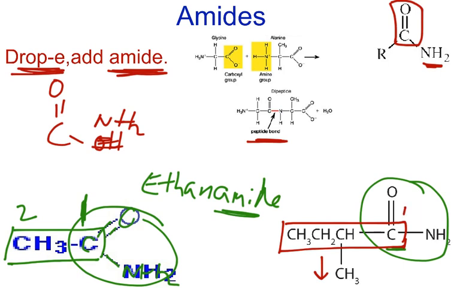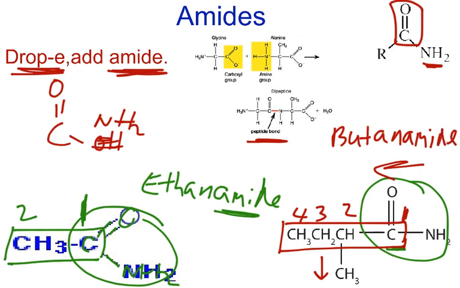So we have 1, 2, 3, 4. We're counting right to left once again. Why? Because that gives us carbon number 1 here, our lowest number for our functional group, right? Now we have 4 carbons, so that gets us butane. But instead of having butane, it's an amide, so we add A-M-I-D-E at the end.